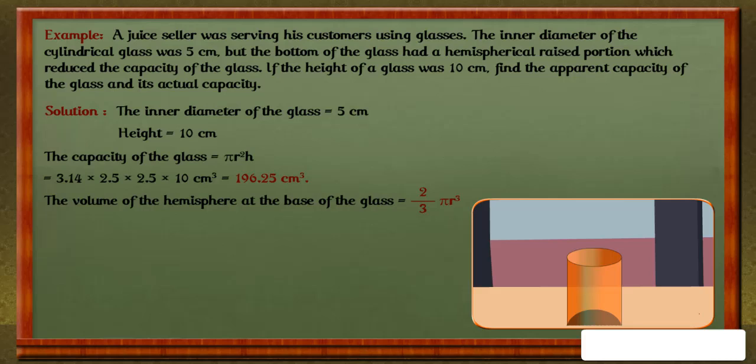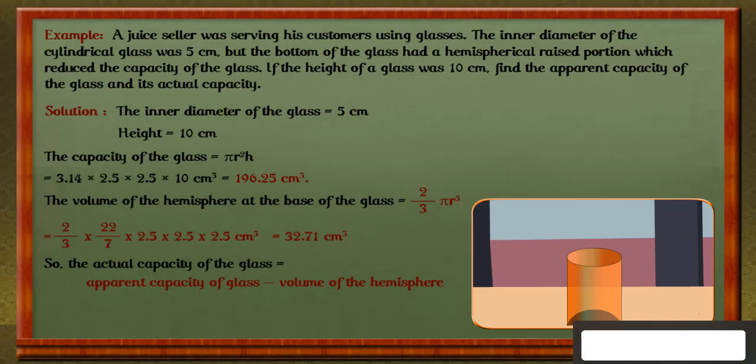But the actual capacity of the glass is less by the volume of the hemisphere at the base of the glass. That is, less by 2 upon 3 pi r cube, which equals 2 upon 3 into 22 upon 7 into 2.5 into 2.5 into 2.5 centimeter cube. On solving, we have 32.71 centimeter cube.